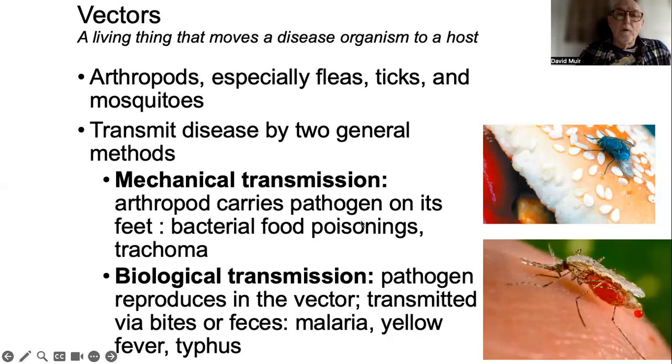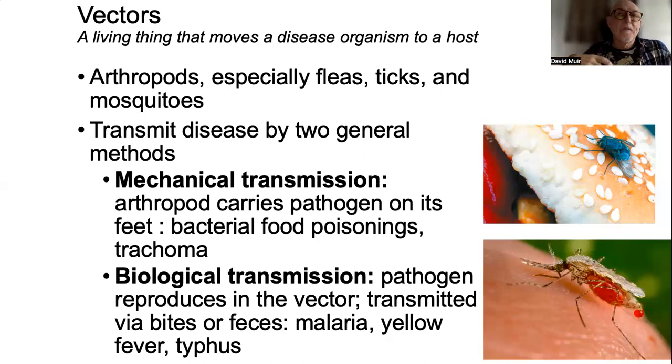But even more important than these, which can cause trachoma, or perhaps food poisonings, that sort of thing, are biological transmissions by vectors. And there are just a score of diseases. But they all have the characteristic that the pathogen reproduces in the vector. The vector forms part of the life cycle of the disease-causing organism. And the disease-causing organism is then transmitted to a host via things like bites, or maybe by feces.